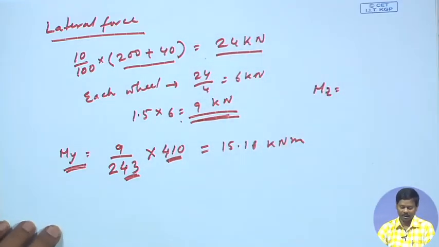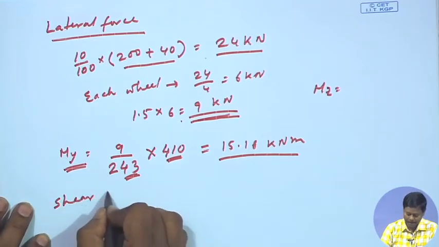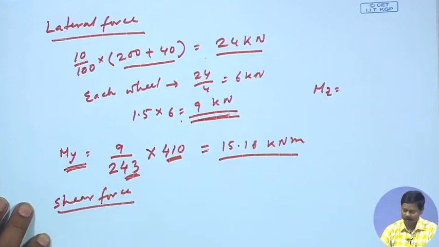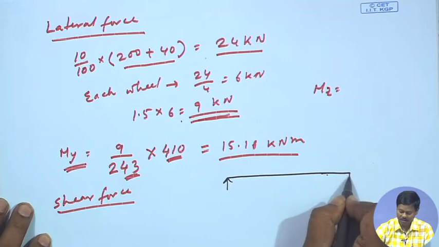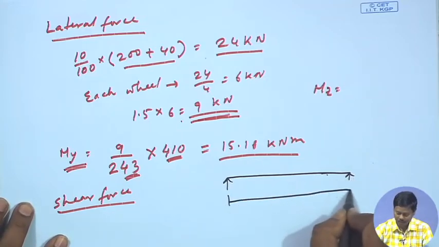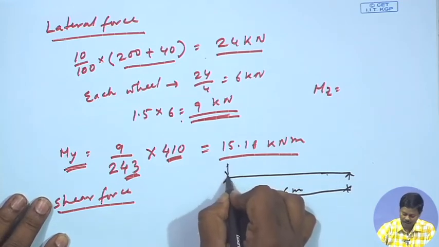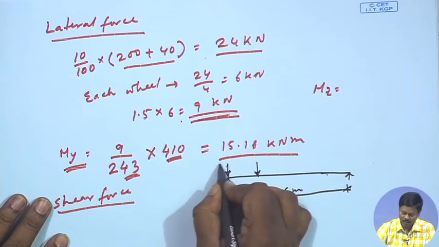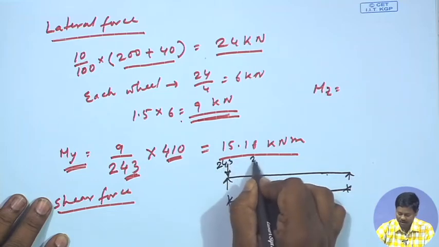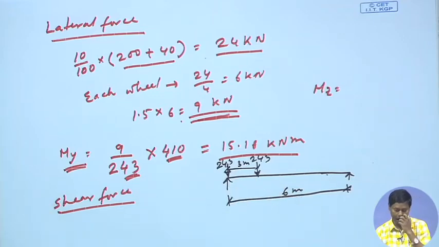Right. Now, again once bending moment is over, we can find out the shear force, and shear force we can find out if positions are made like this, that is, if one of the wheels is placed at the support. That means we can provide a load here and another load here. This is 243 and this is 243 with a distance of 3 meter, because wheel base is 3 meter. Okay.